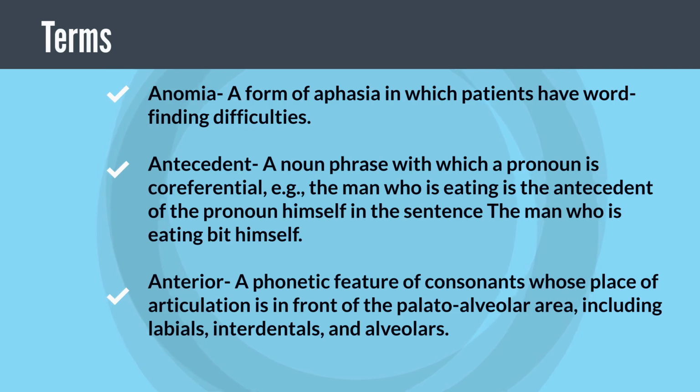Antecedent, a noun phrase with which a pronoun is coreferential. Example, the man who is eating is the antecedent of the pronoun himself in the sentence the man who is eating bit himself. Anterior, a phonetic feature of consonants whose place of articulation is in front of the palato-alveolar area, including labials, interdentals, and alveolars.